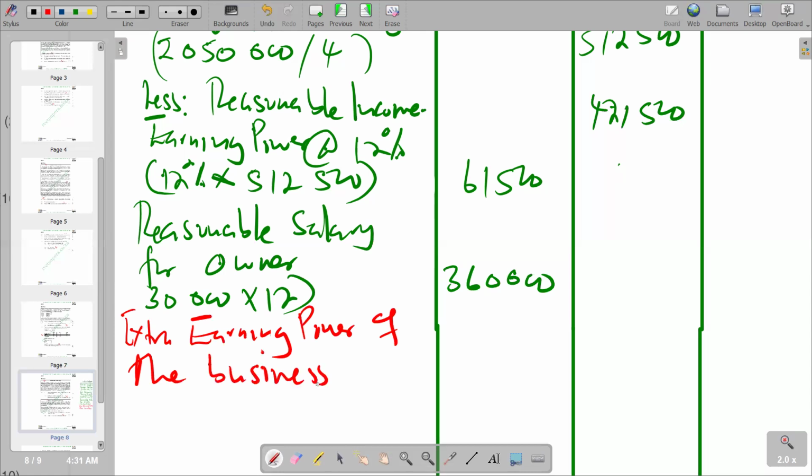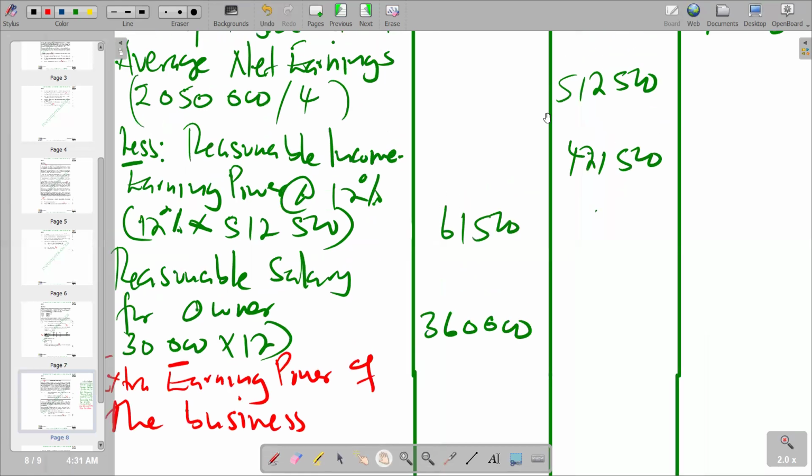So for the extra earning power for the business, we are going to say our average net earnings minus reasonable income. That's why we're saying less here. So we subtract the two, and the answer will come here to represent our extra earning power of the business. So we're saying 512,500 minus 421,500, and we are going to get a figure of 91,000. So this is what we have.